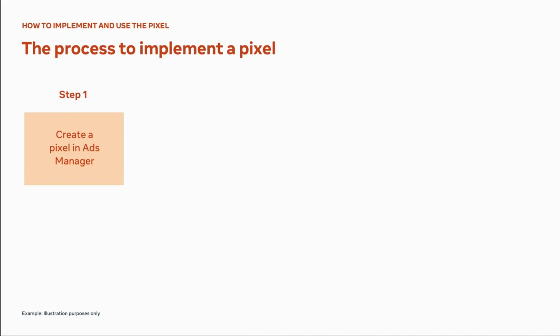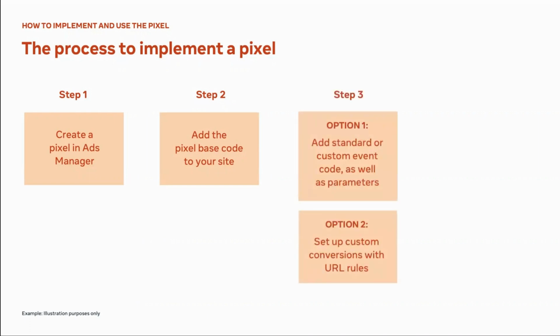Then you take that pixel code and you add it to your website. So that's then saying, okay, it's in place now. It's now able, when it fires off in some way, to produce some data that comes back. Then you're going to add events. Now, I'm not talking about events as in workshops and webinars.